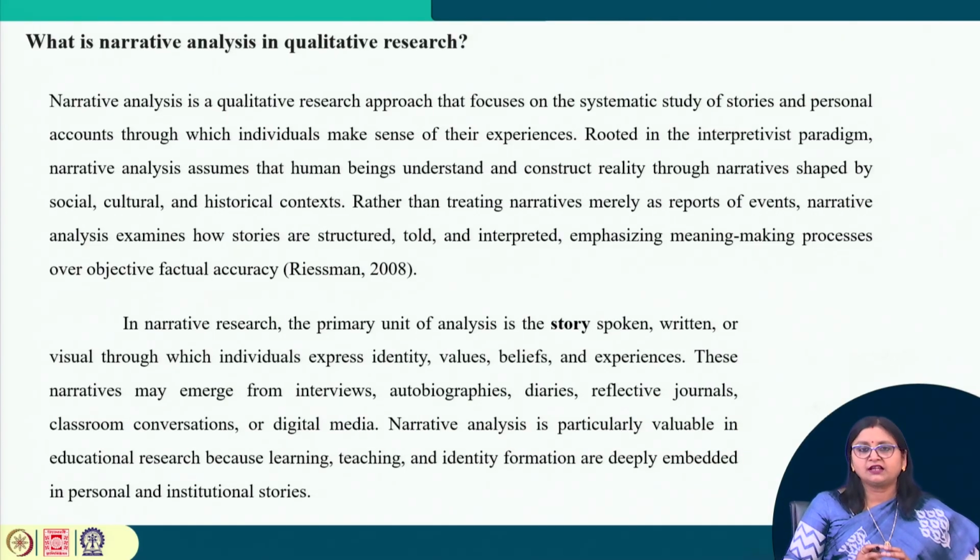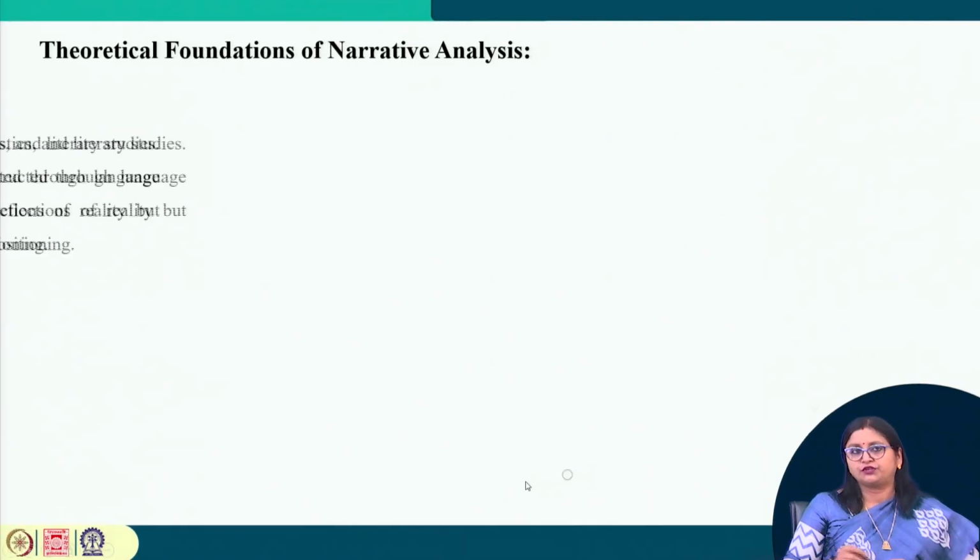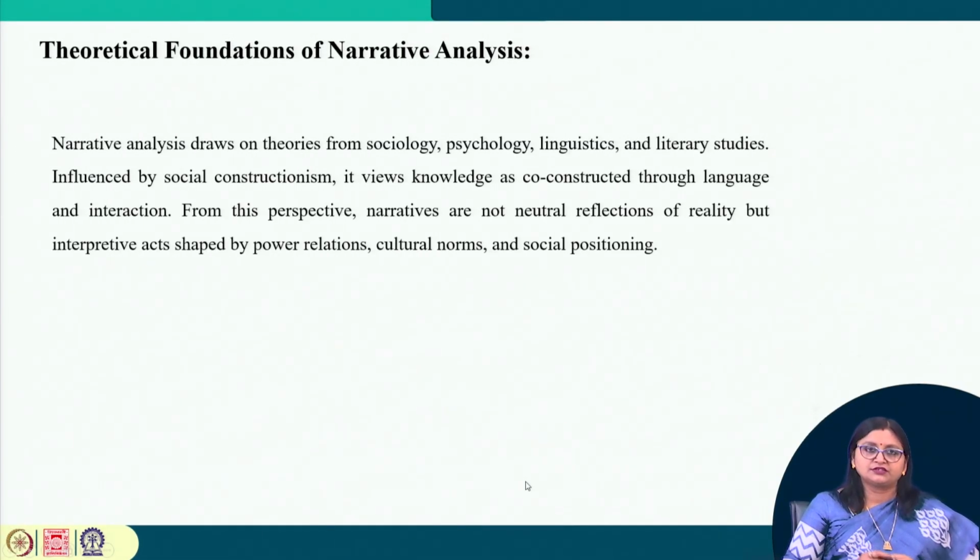So, narrative analysis is particularly valuable in educational research because learning, teaching and identity formation are deeply embedded in personal and institutional stories. Narrative analysis draws on theories from sociology, psychology, linguistics and literature or literacy studies, influenced by social constructivism and its view of knowledge as co-constructed through language and interaction.